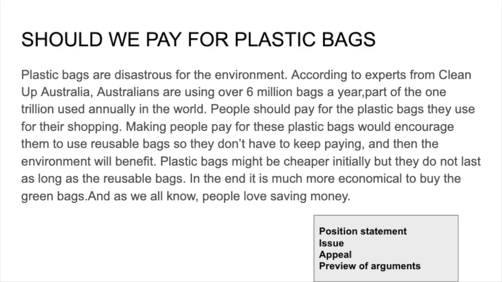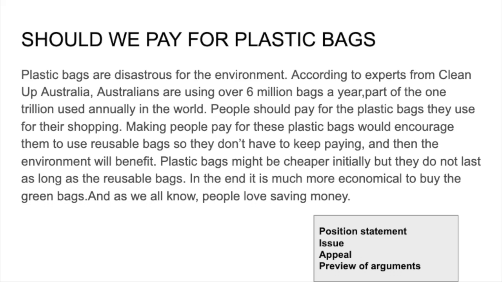For example, the one that I've got here is straight from your textbook. Again, you can use things from Language in Context. They have quite a lot of examples about different text types. So this one is about paying for plastic bags. So again, the initial statement, then you've got some information there. Australians are using 6 million bags a year, 1 trillion used annually in the world.